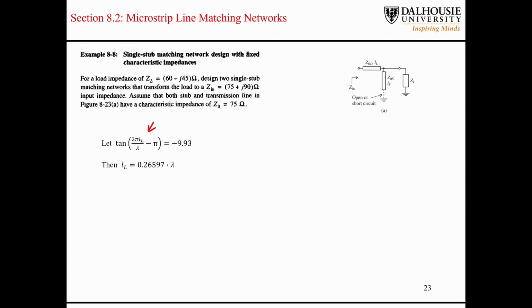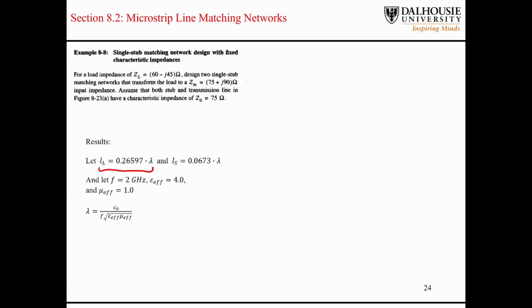So we make this horizontal translation of the tangent function. So this is going to give us 2 pi L over the wavelength equals pi plus arctangent of negative 9.9. And this gives us a length of the series transmission line of 0.26 of a wavelength.